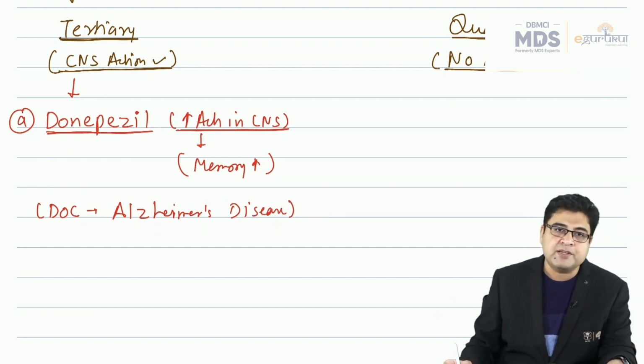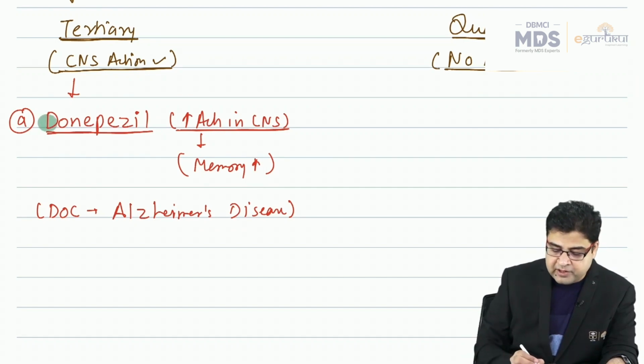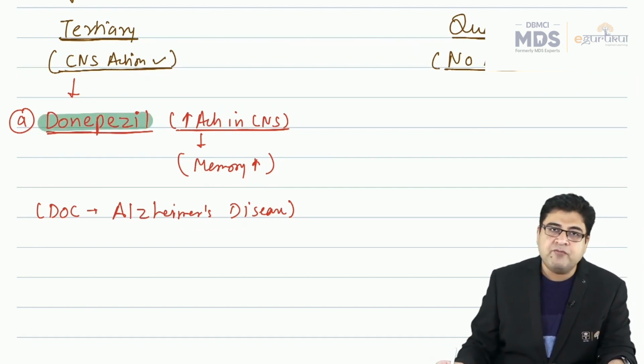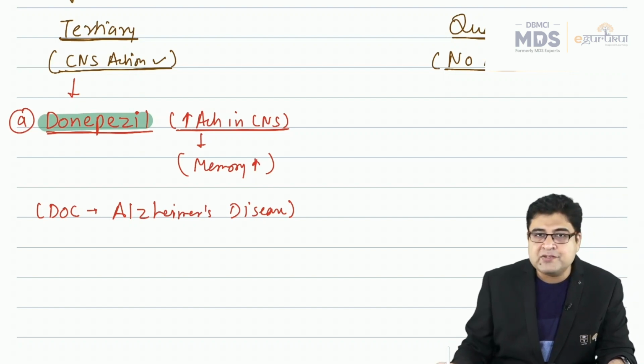The drug name is donepezil. So donepezil is the name of a drug, right? It's the best medicine for the treatment of Alzheimer's disease. Guys, what is Alzheimer's disease?